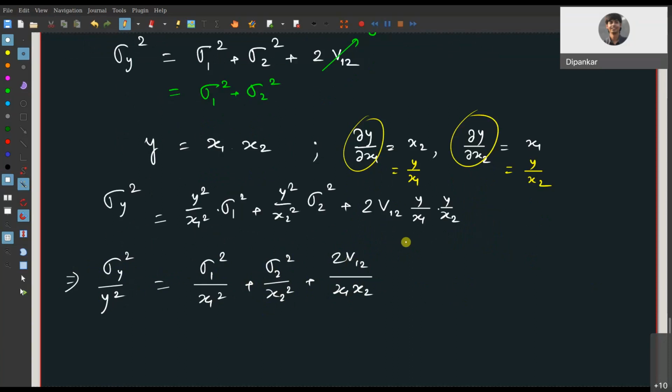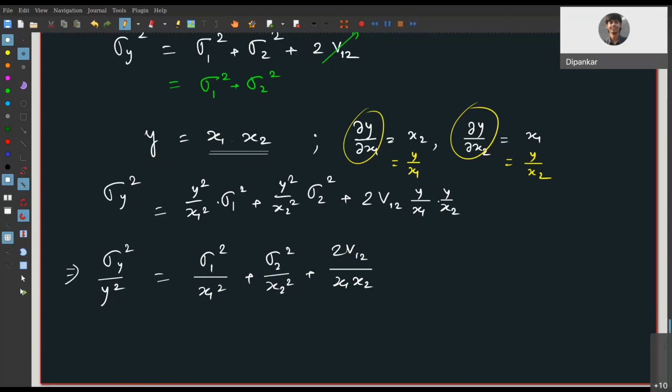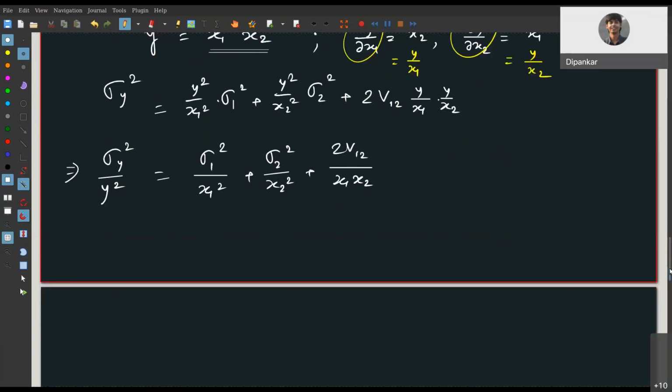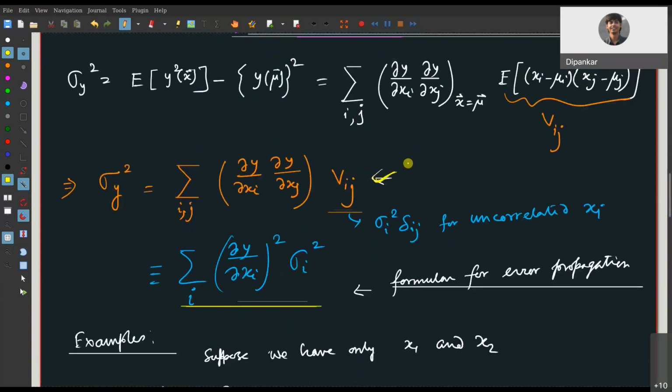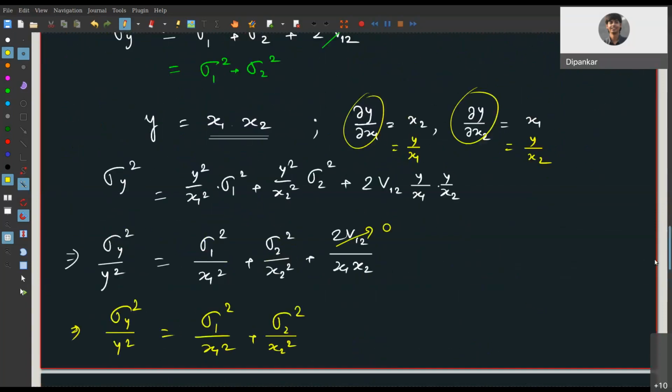All right, so what we learn is that if my variables are related by a product of two random variables, then we add the relative errors. So the relative errors are added in quadrature. Okay? So in the limit that this goes to 0, I will have sigma y square by y square equals sigma 1 square by x1 square plus sigma 2 square by x2 square, right? So these are the simple things that you have used in your calculation perhaps somewhere. So in general, the error propagation formula is given by this.